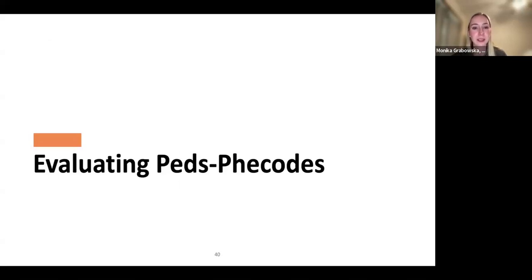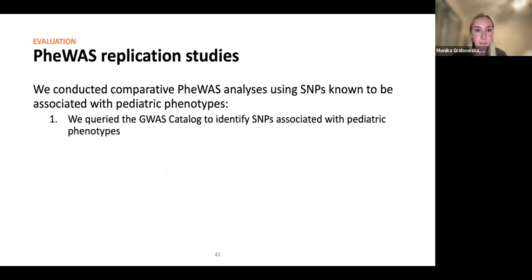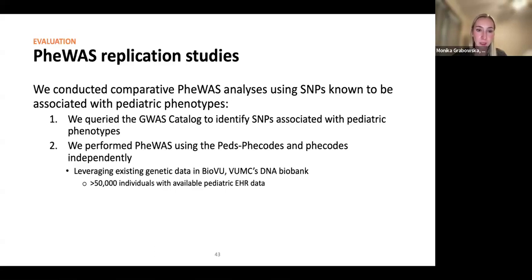Next, I'll talk about how we evaluated the PEDS phecodes and compared them in PheWAS analysis to the existing phecodes. We conducted comparative PheWAS analyses using SNPs that were known to be associated with pediatric phenotypes, to evaluate whether the PEDS phecodes could replicate more of these known associations compared to the existing phecodes. To find the SNPs associated with pediatric phenotypes, we queried the GWAS catalog, and then we performed PheWAS analyses using the PEDS phecodes and phecodes independently to see if we could replicate those associations.